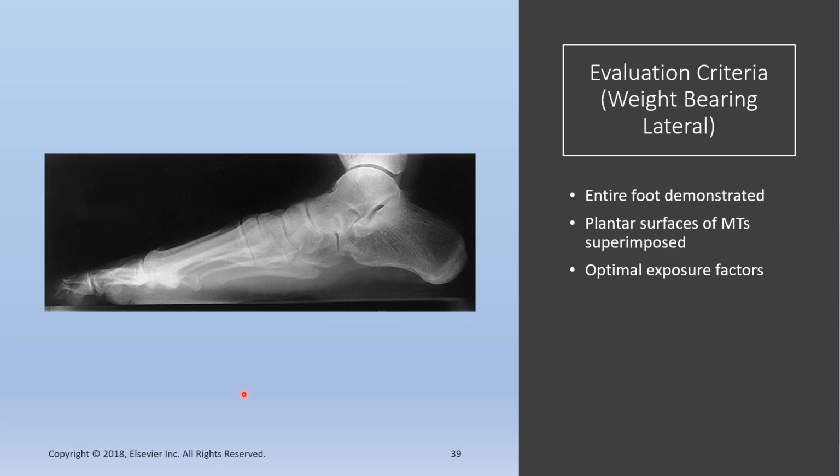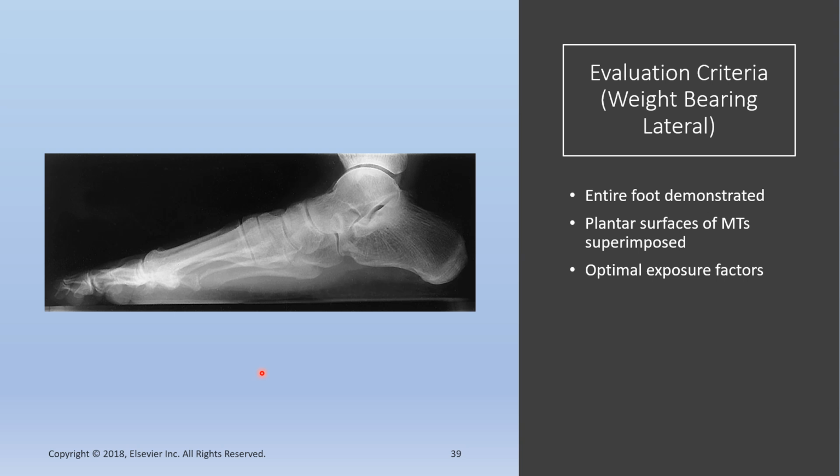This is figure 6.7 on page 236. You can see that this is the table or whatever they were standing on. You can actually visualize that. So this is a horizontal beam. Central ray is medial cuneiform or at the level of the base of the third, but ideally when we do a lateral, we say it's on medial cuneiform. So it would be the same on a weight-bearing lateral foot.